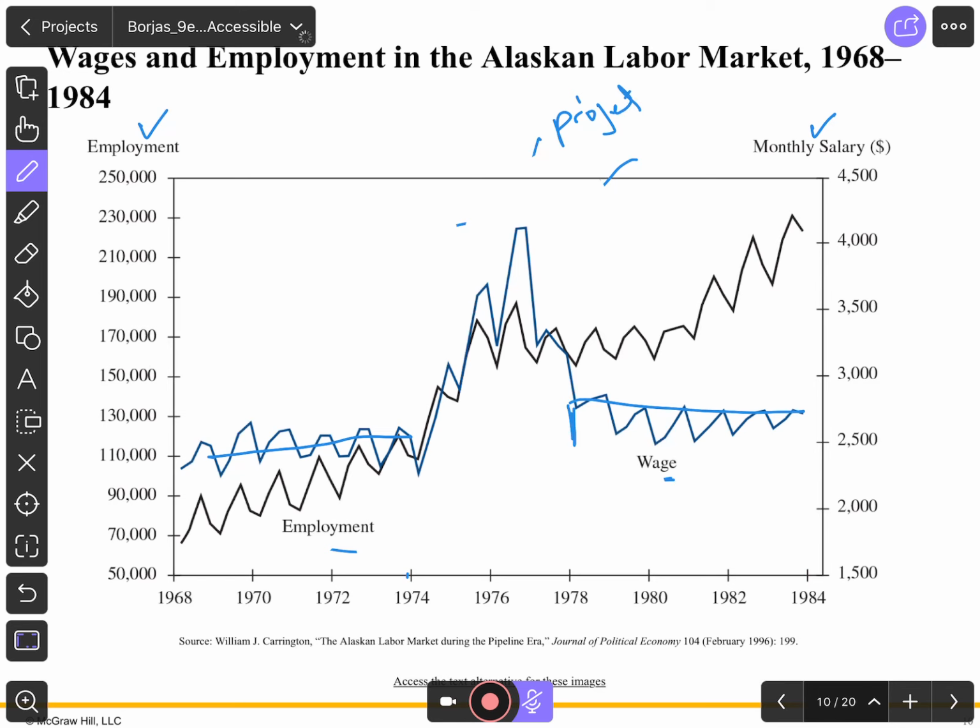In terms of employment, it was here, but then there was this big jump, this big spike, and then it went back to a certain trend, which is the population average, because the population is growing anyway at a certain rate, so it's going back to the normal rate of the increase in population.